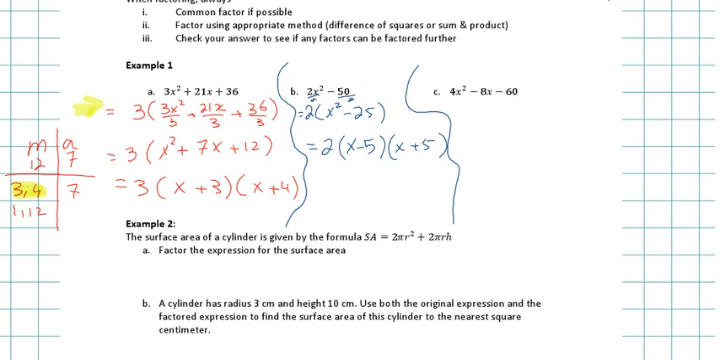Next question. What are you going to ask yourself? GCF. Do you have a GCF? Okay, what's my greatest common factor? 4. Okay. Take the 4 out. Divide every term by 4.